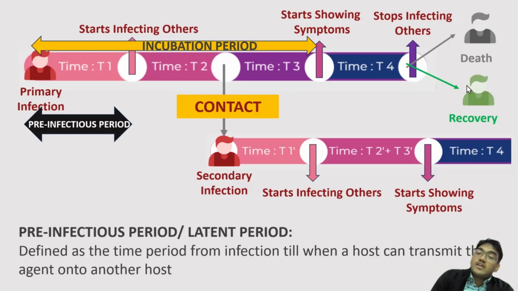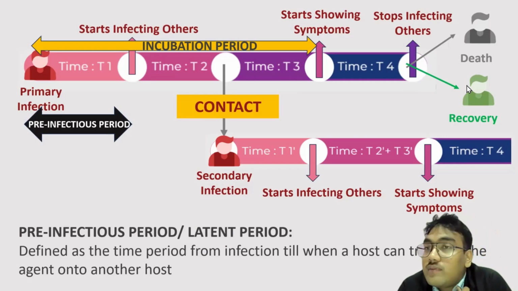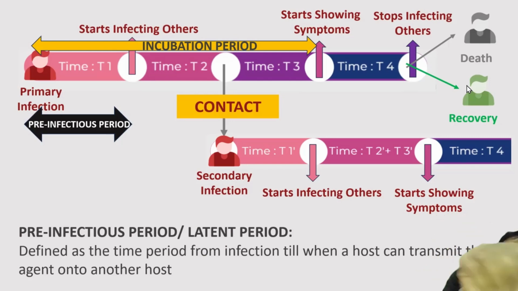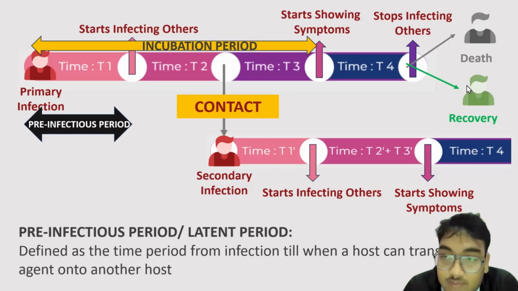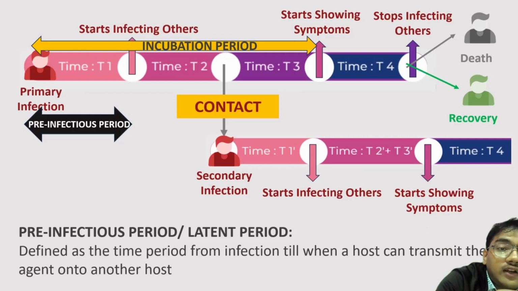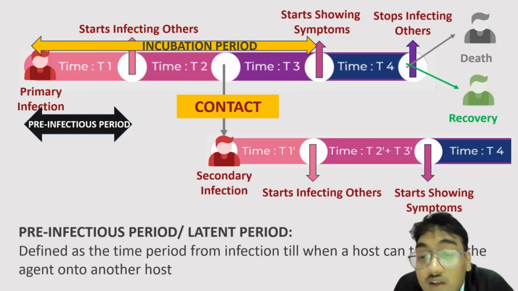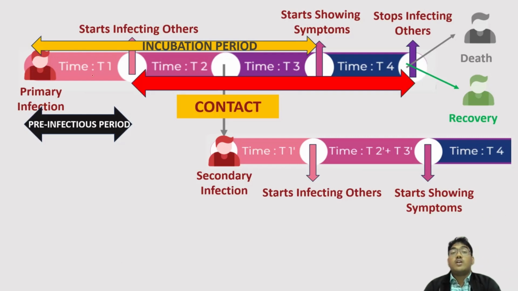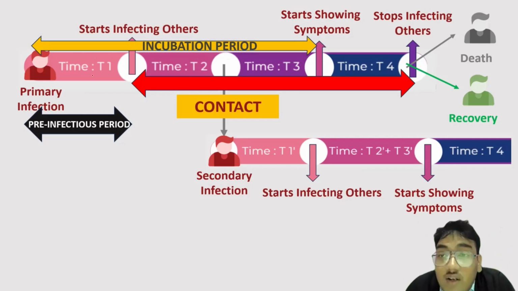Defined as the time period from infection till when a host can transmit the agent onto another host. Well, for us epidemiologists, this time is very important, because this is a time when this person is already infected but is still not transmitting the disease to others. If we can detect the disease in this period, then we can prevent the transmission of the disease. What is this period? From starting to infect others till recovery or death, that is, stopping infecting others.